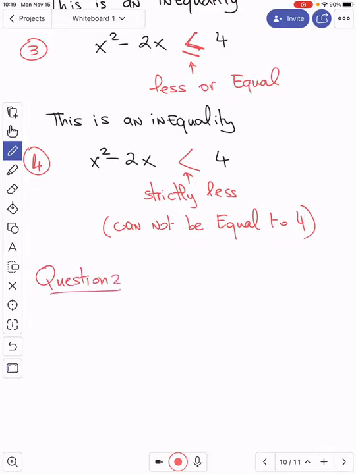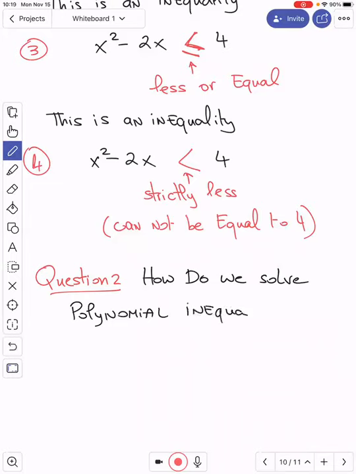Question 2. We're going to start with polynomial inequalities. So how do we solve polynomial inequalities? I'm going to start with a very basic example. I'm also going to explain what I mean by solving inequalities. I'm going to show you examples of how to solve polynomial inequalities.